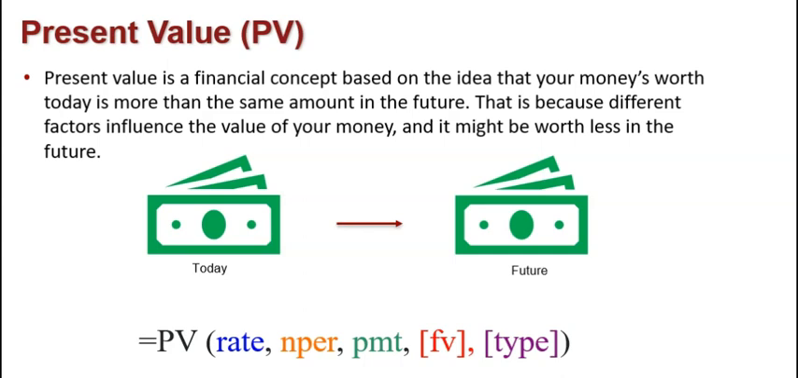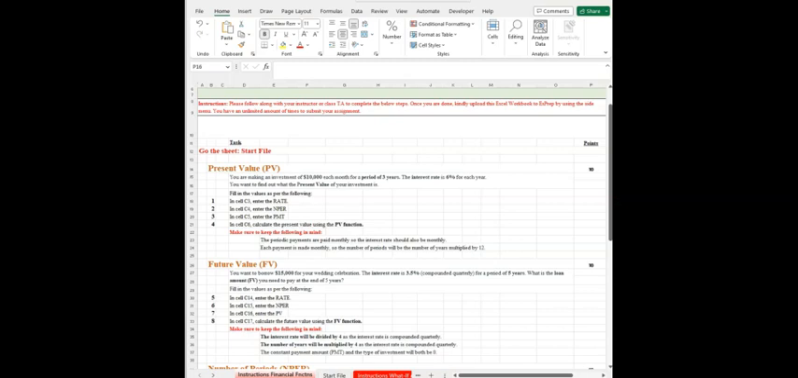Let's take a look at an example. So you're making an investment of $10,000 each month, and that is going to be over a period of 3 years. You've got 6% for the interest rate, and you want to find out what the present value is.